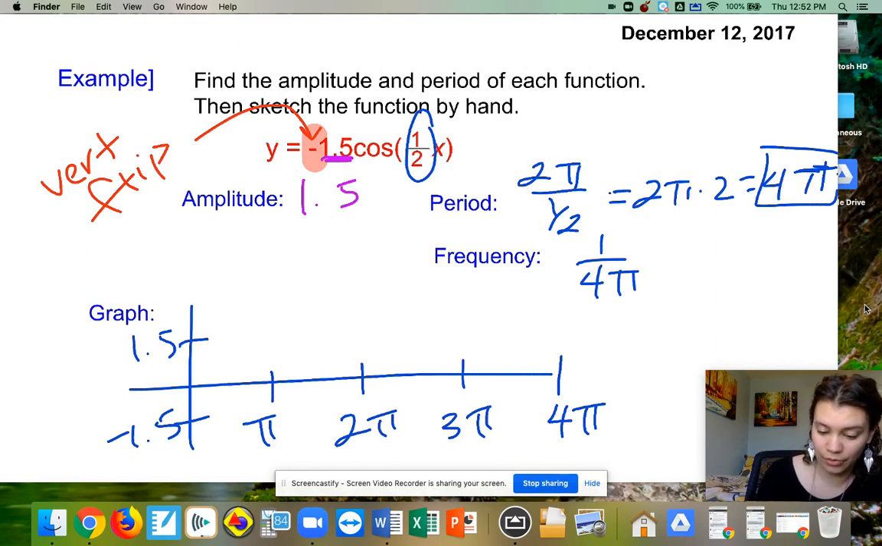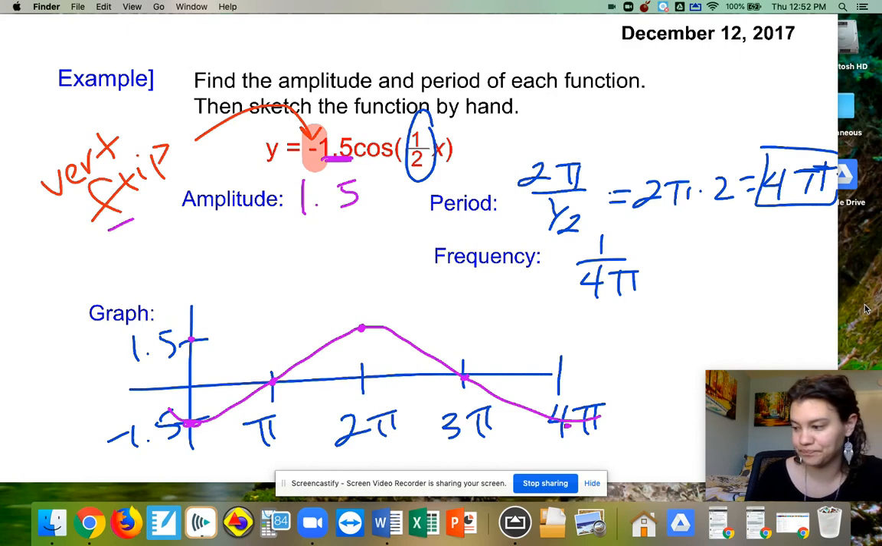And then from here, you can graph. So normally cosine would start up here at 1.5, but we have a vertical flip. So I'm going to start down here at negative 1.5, go to 0, maximum, 0, minimum. And this will be your graph, like that.